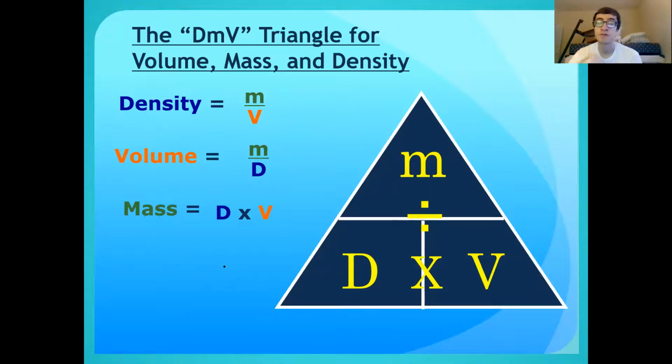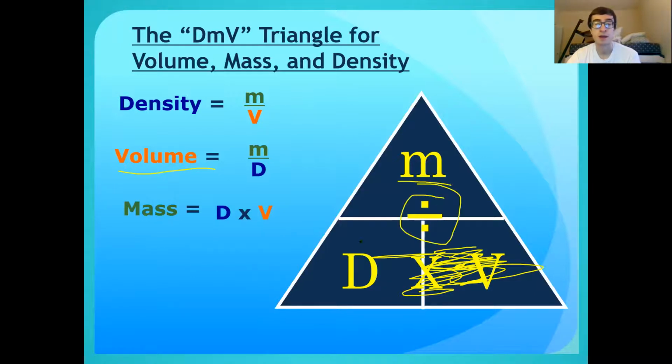What about if we wanted to figure out the volume? So we know the mass and the density of an object, and we want to figure out its volume. Well, we do the same thing. We cover up the volume, and we see that we have to do mass divided by density, M over D, mass over density, in order to figure out what our volume is.